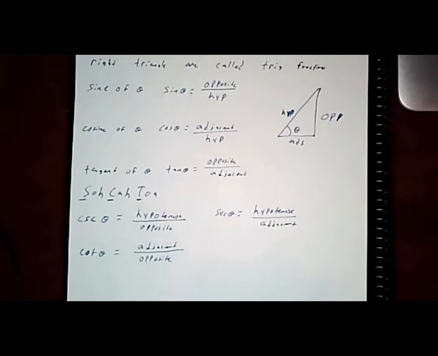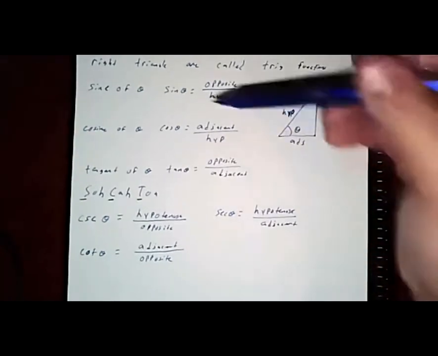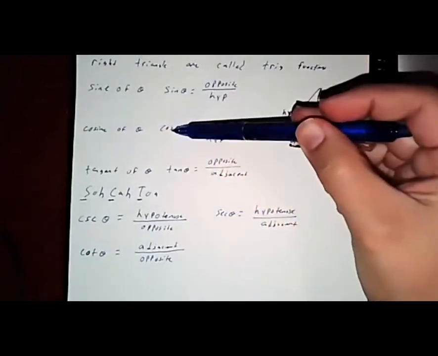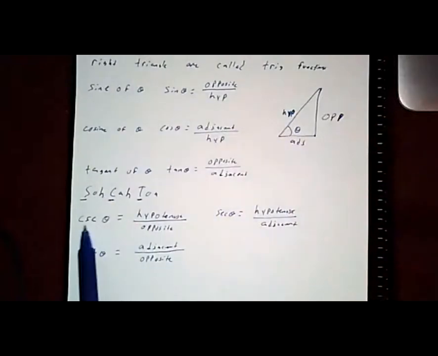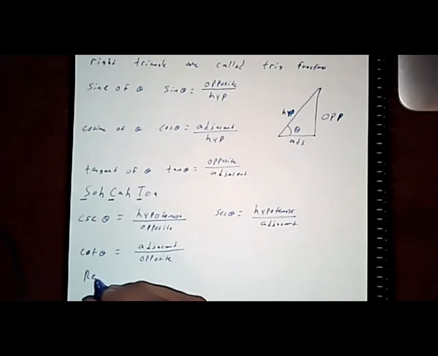Okay. Over here, I went ahead and wrote the names out, but the shorthand is sine for this guy. Cosine is just COS. Tangent is TAN. Cosecant is CSC. Secant is SEC. Cotangent is COT. And here are the identities. And that's hypotenuse over opposite, hypotenuse over adjacent, adjacent over opposite.